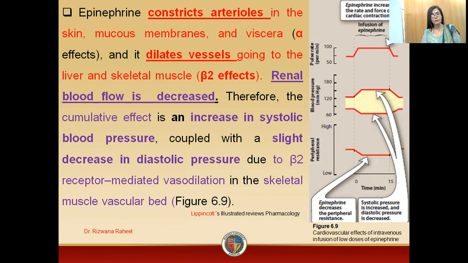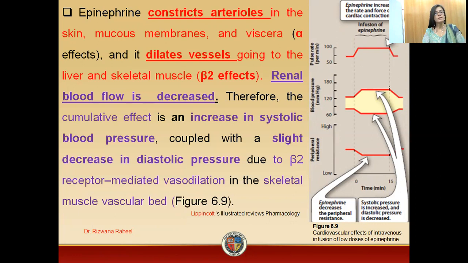Due to its alpha effects, that is arterial constriction, there will be an effect that is different from beta stimulation. Beta stimulation will result in dilation of the vessels. Due to the alpha effect, there will be constriction of the arterioles of the skin, mucous membrane, and the viscera, while due to the beta 2 effect, there will be dilation of the vessels going towards the liver and the skeletal muscles.